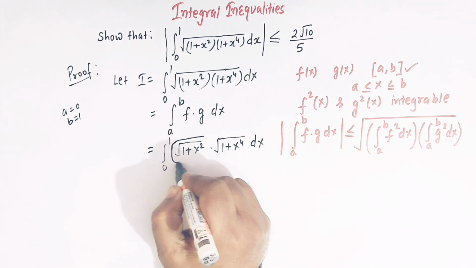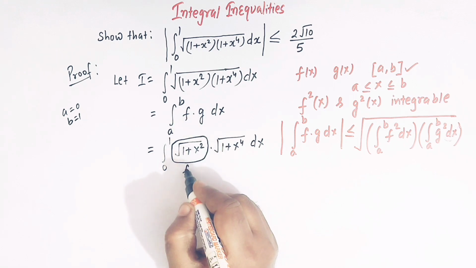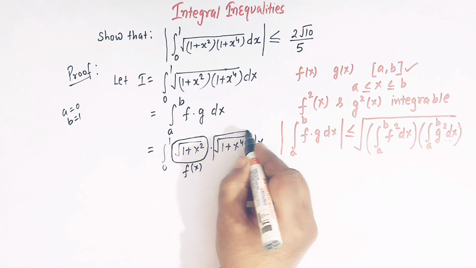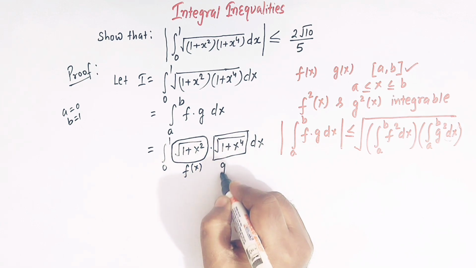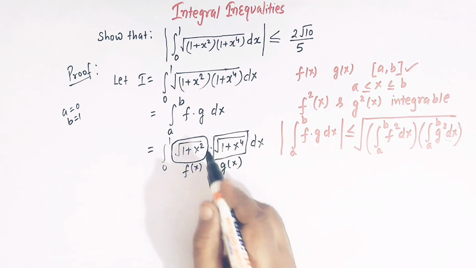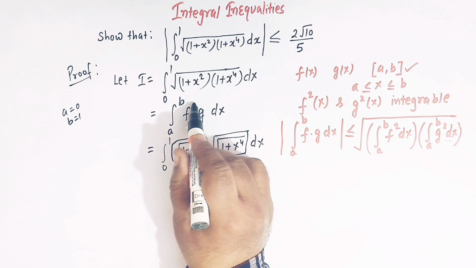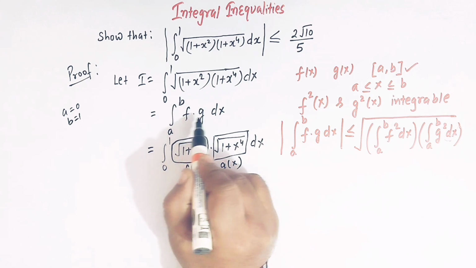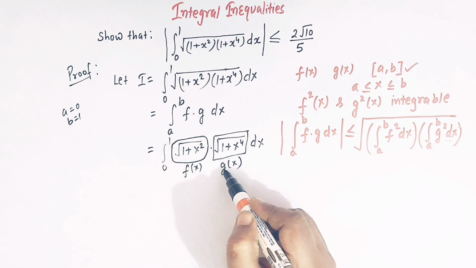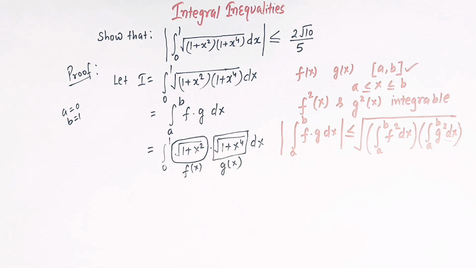So now this function may be taken as the function f of x, right? And this function may be treated as g of x. So now we have an integral from a to b of f times g, that is the product of f and g. So f is square root of 1 plus x square and g is the square root of 1 plus x raised to 4.